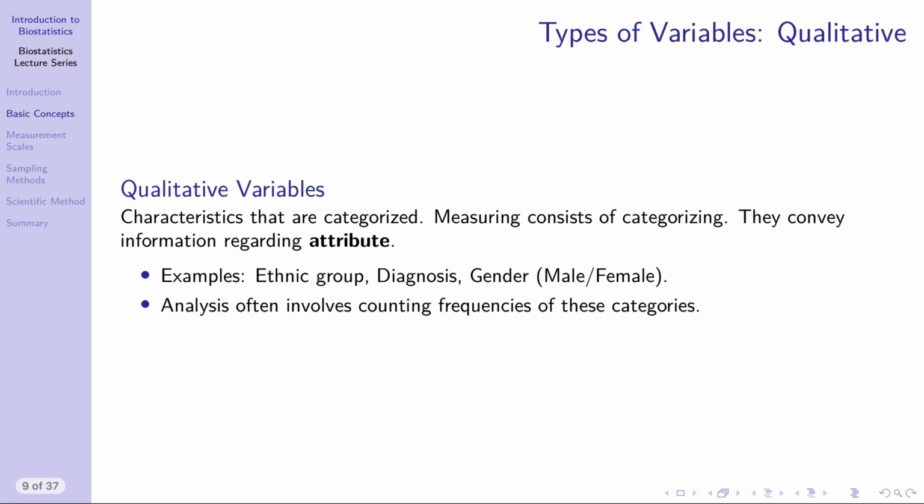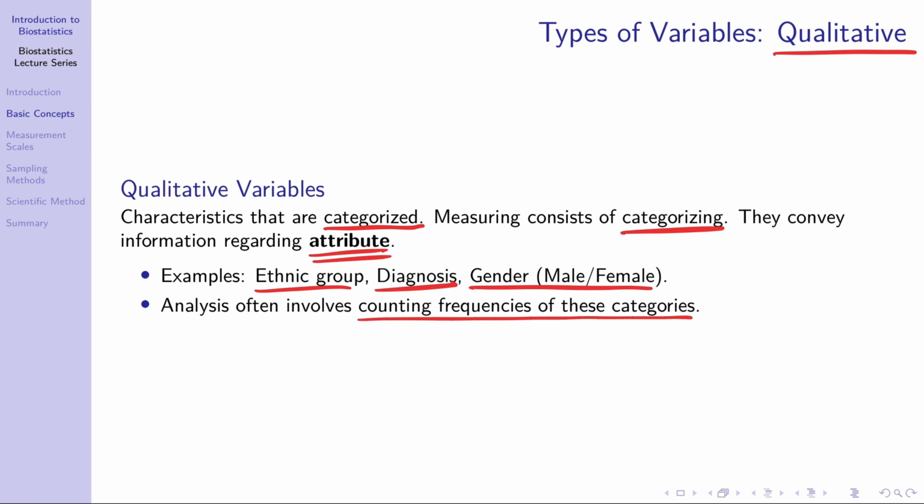We also have the other type, which is the qualitative variable. The name itself says quality. These are characteristics that are categorized, meaning that the measure consists of categorizing. They convey information based on attributes, with examples like ethnic group, diagnosis, and gender. The analysis here often involves counting the frequencies of these particular categories.